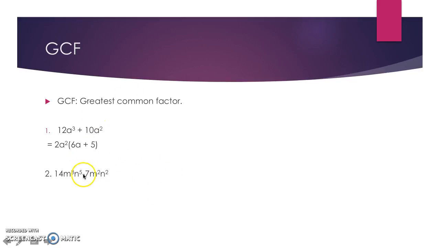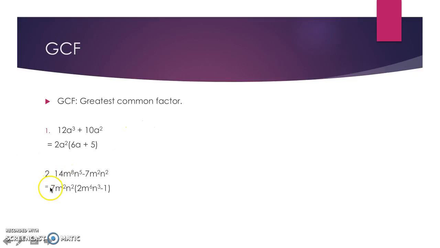Next, we're going to look at the n to the 5th and n squared. We have our n is in both terms, so we know we can factor out an n, and our minimum is this n squared over here. So we factor out 7m squared and n squared.